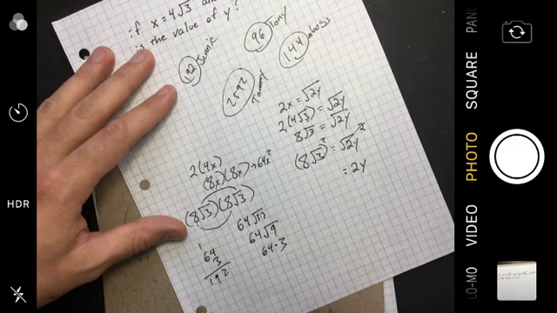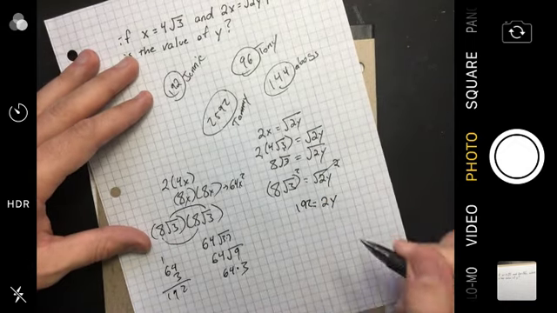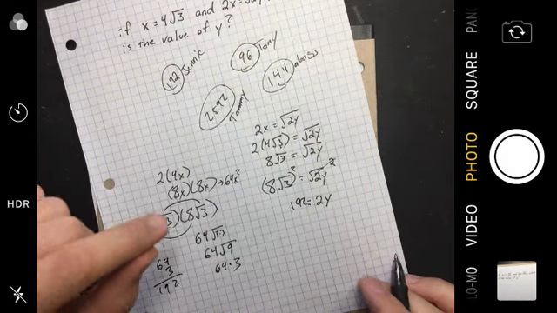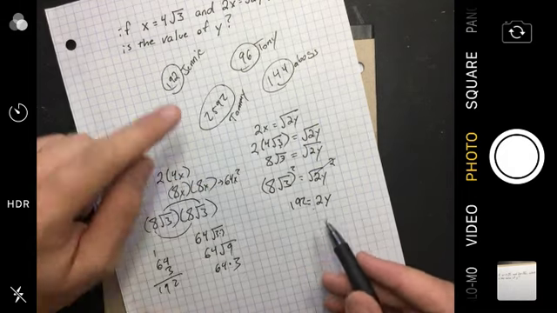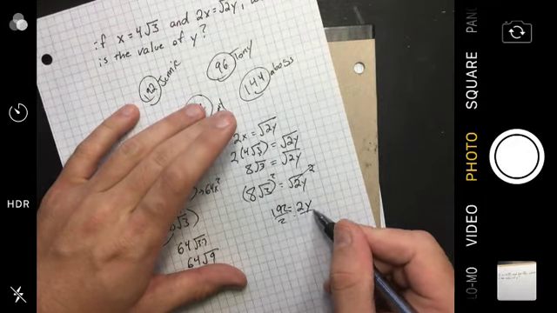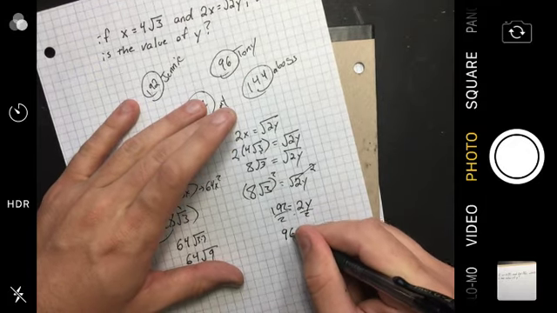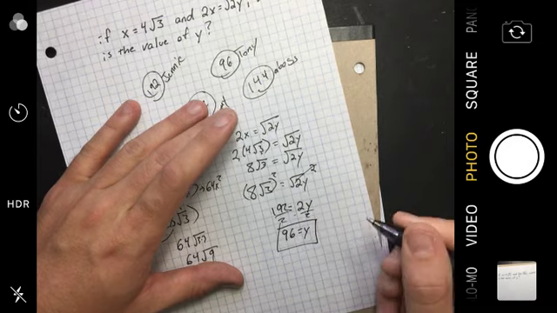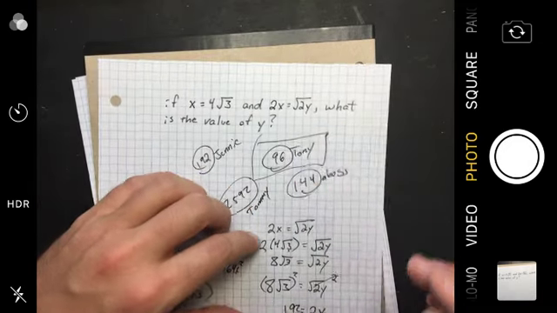192 equals 2y. Pretty close, Jenny. We've got to divide both sides by 2, and 96 equals y. That's what's up. Props to Tony. Does that make sense?